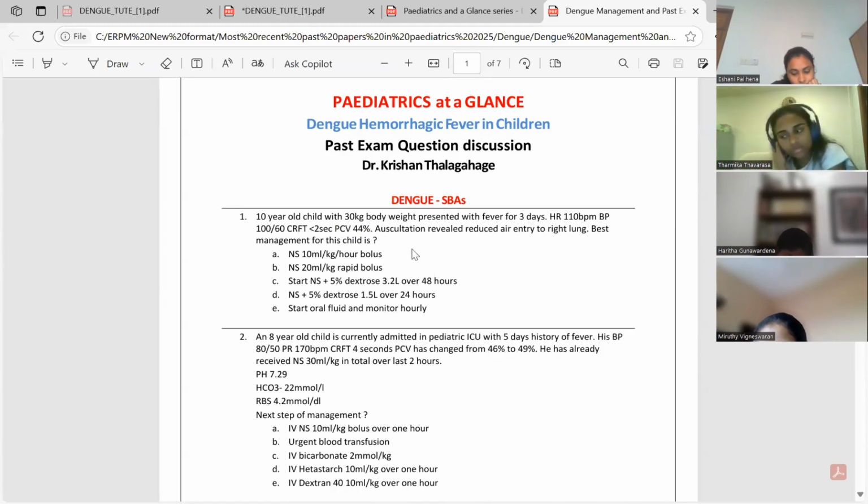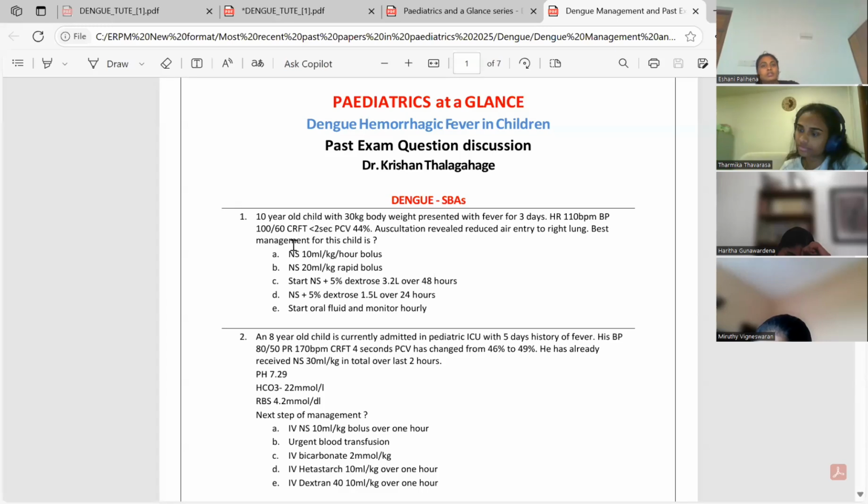And then you see reduced air entry to the right lung. So what is this? Child is leaking. Is he in shock? No, not in shock because the blood pressure is normal, right? Not in shock. So what is the management? The management should be critical phase fluid management, isn't it?